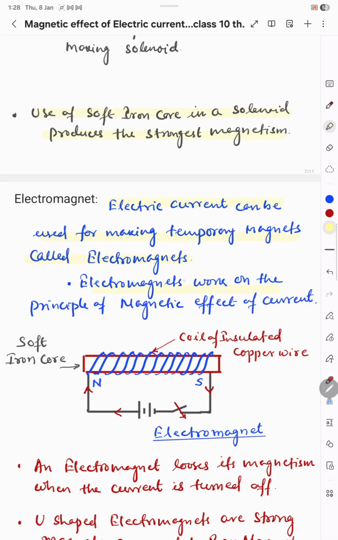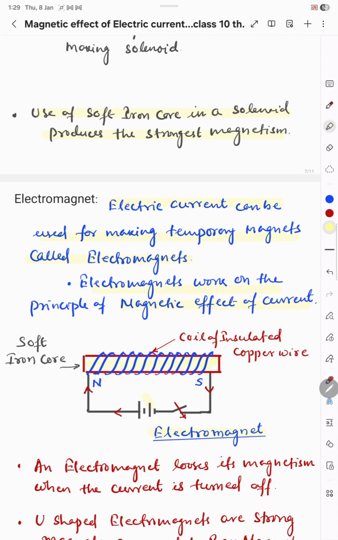So electromagnets work on the principle of the magnetic effect of current. Here this circuit diagram shows you an electromagnet. You can see the coil, and you have a soft iron core inside this coil, this part, and this is the power source, and the current is flowing through this circuit. So this soft iron core which is inside the coil will get magnetized. Now this magnetism is dependent on the current which is flowing through the solenoid.